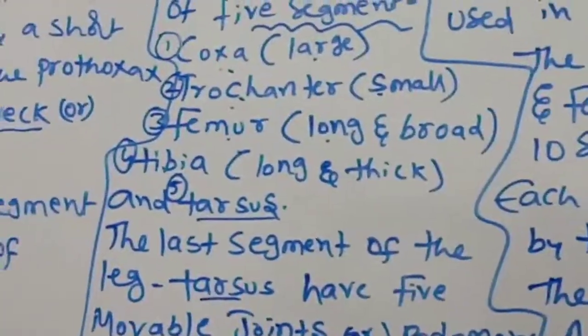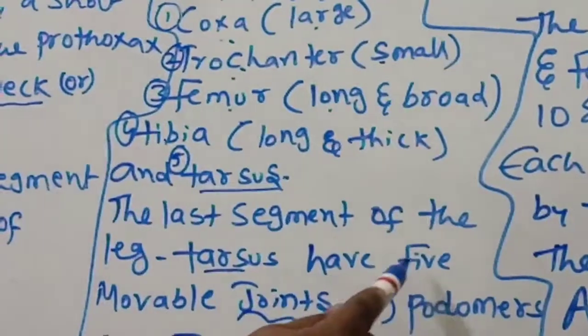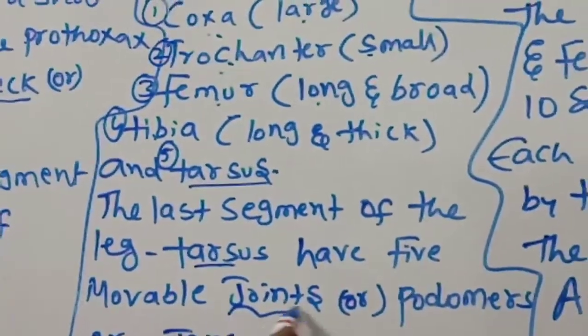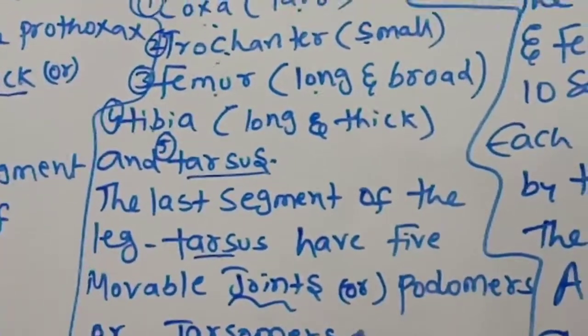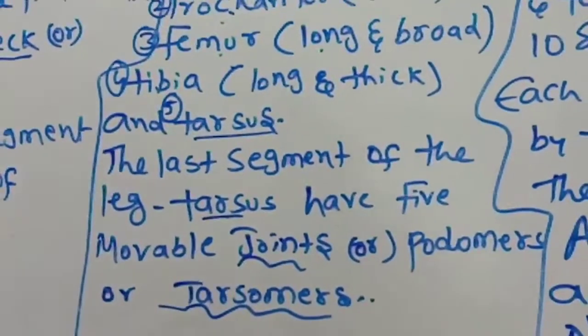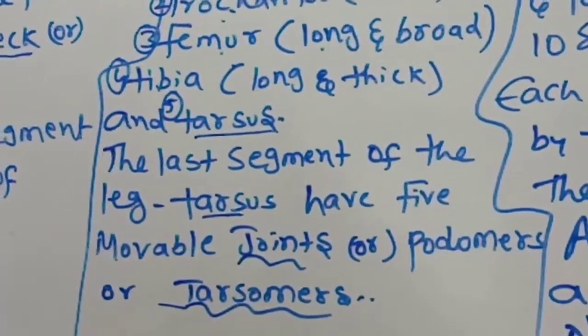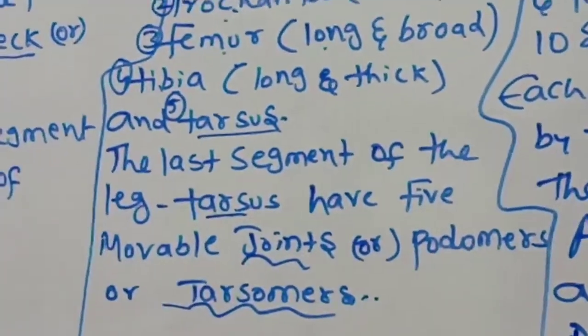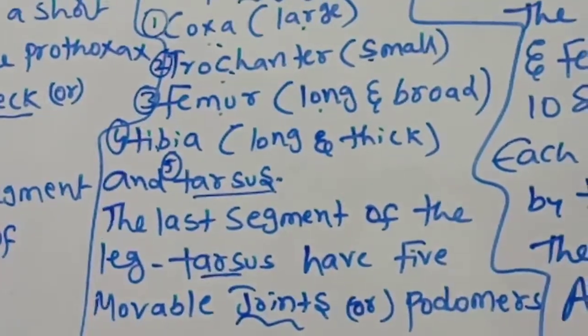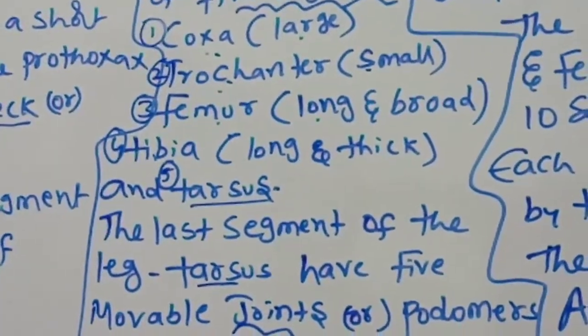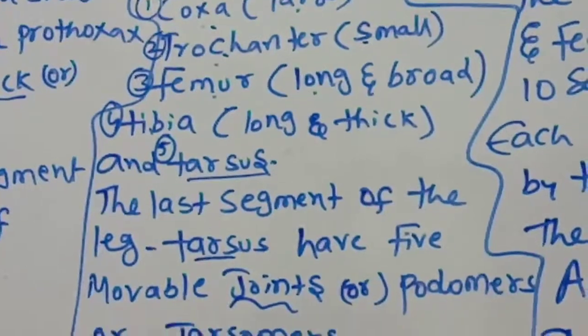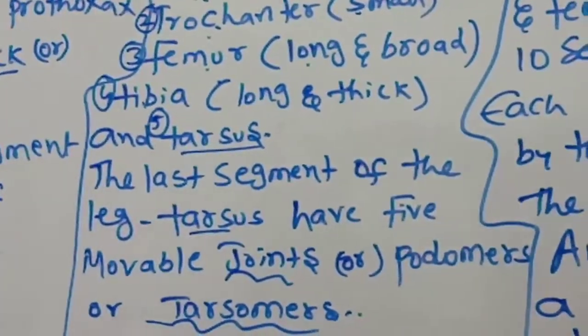Here the last one is what? Tarsus. The tarsus has how many joints? 5 movable joints, podomeres or tarsomeres. That is important. We will be discussing the tarsomeres in the structure of the leg.